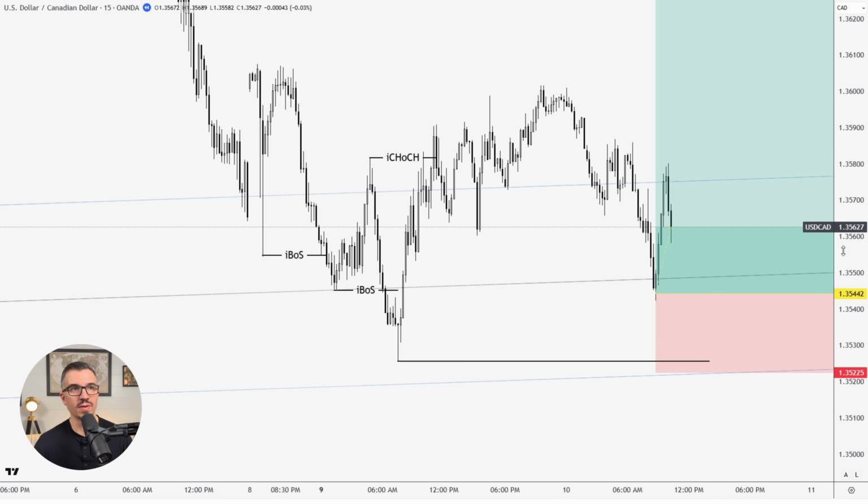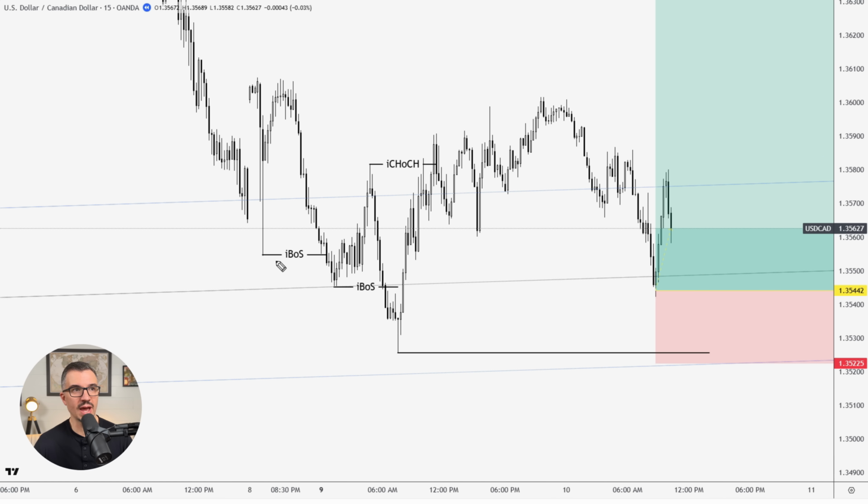It was a matter of, we had the internal shift, we had IBOS, we had that internal change of character back here. This down here was an imbalance OTE. This was my entry, stop loss below the low, okay?